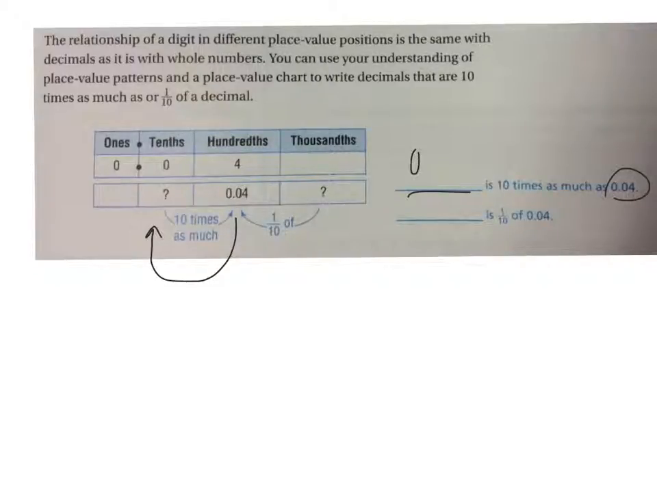4/10. Go ahead and write that in your notebook. That 4/10 is 10 times as much as 4 hundredths. Go ahead and also draw this place value chart. What number is 1/10 of 4 hundredths? Yanming? 4 thousandths. Yep. And I know that because I'm moving one spot over in the place value chart to the right to go 1/10 the size.